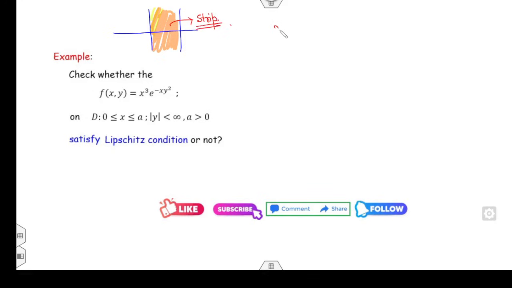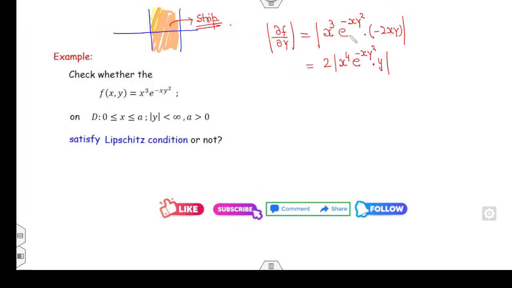Clear? So let's start with del f upon del y, because modulus is not written, we will differentiate with respect to y. x cube is here, e raised to power minus x y square into minus 2xy. So that will be minus, the modulus of 2 becomes 2. That will be x raised to power 4 e raised to power minus x y square into y. Because what is the value of x, from 0 to a, and a is positive, that means x is always a positive number.